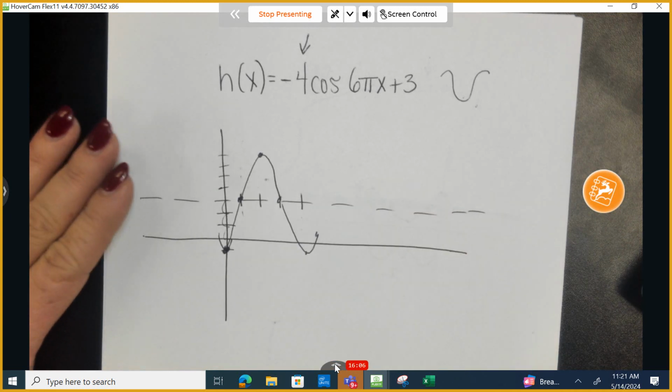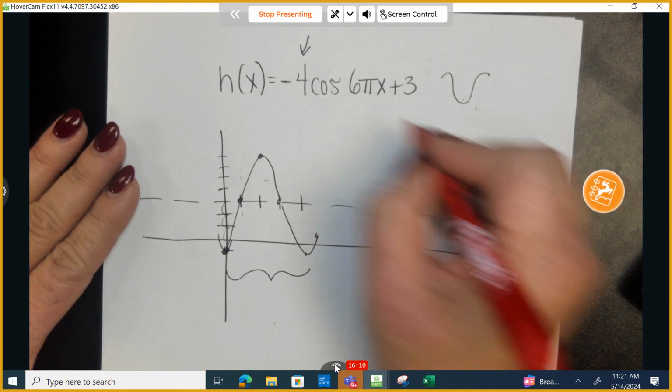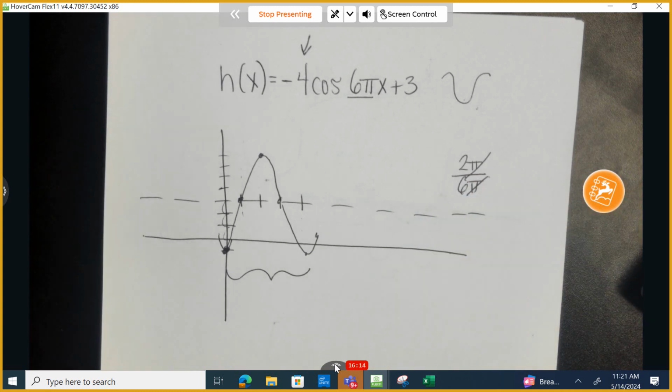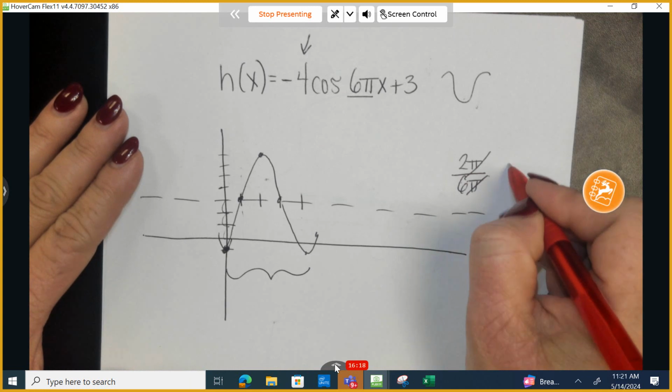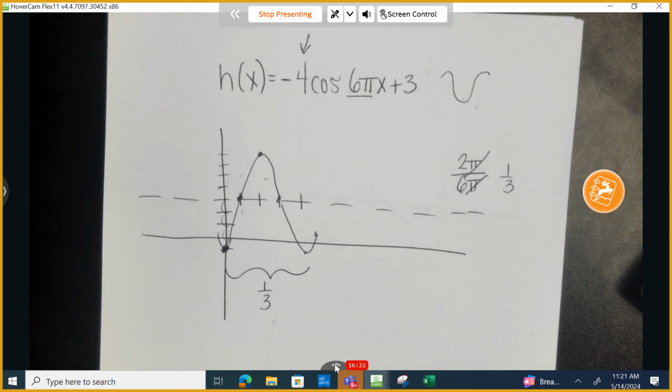Okay, so this is a distance of what? I take 2 pi and I divide it by 6 pi. Well, the pi symbols, we think of them as canceling out. They reduce down to 1. And 2 over 6 reduces to 1/3. This is a distance of 1/3.